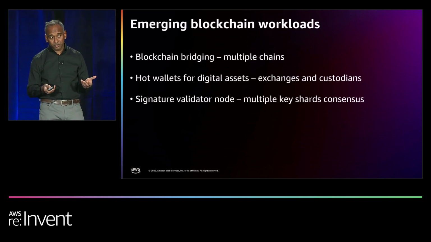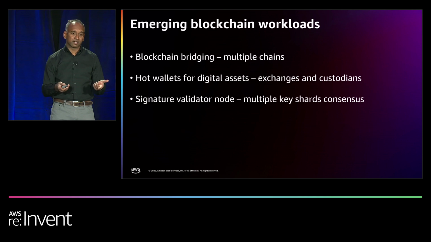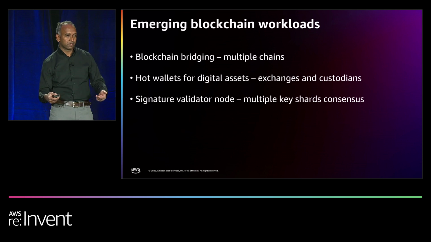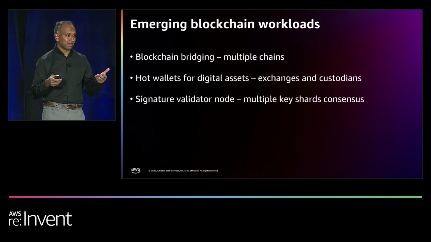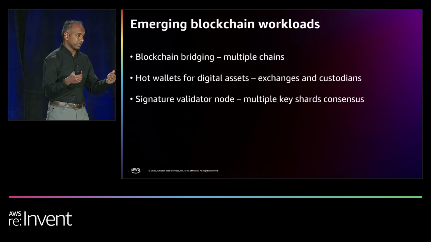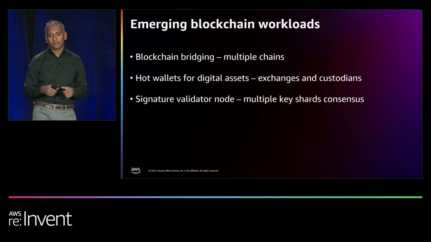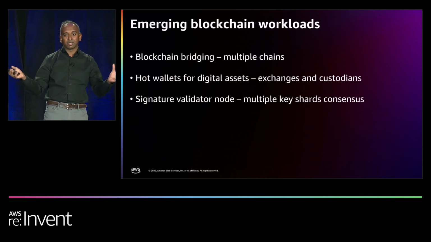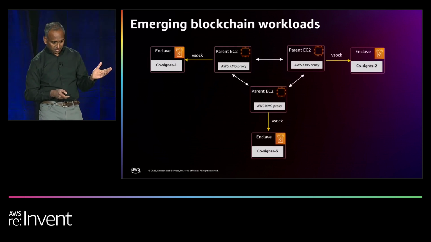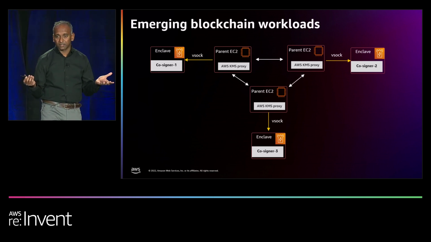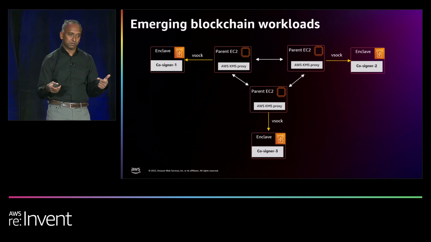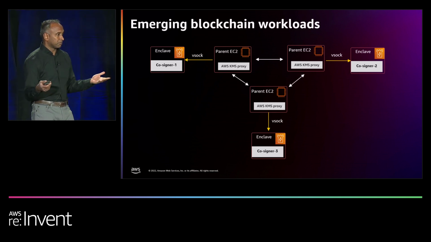And then another big example use case that we're seeing is the signature validator node. Here, if you have a transaction that's about to happen, and you want to make sure it's a transaction that's protected by consensus, signature validation happens. A very popular algorithm we're starting to see is multiple key shards, where a key gets broken into multiple shards, and then each shard is validated separately, and then they all get put together in a consensus node. This is what it looks like. Now, you can think about each of these shards getting validated inside an enclave, and then eventually a consensus shapes up. That's another blockchain example.